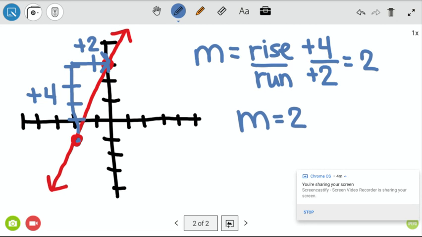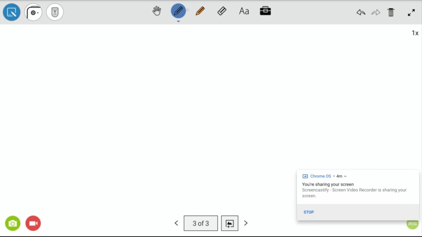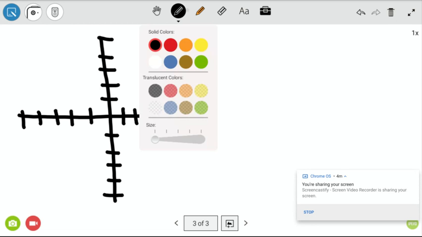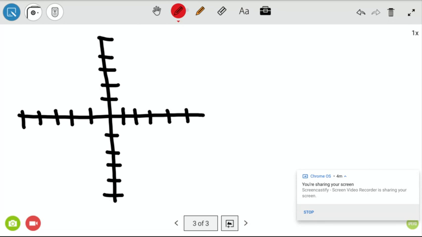So let's try another example. Same thing, let's make a graph. Let's stick with 5 by 5. All right, my next slope, I'm going to go to (-1, 0), and then I'm going to make another point at (4, -1). And I'm going to draw my line through.